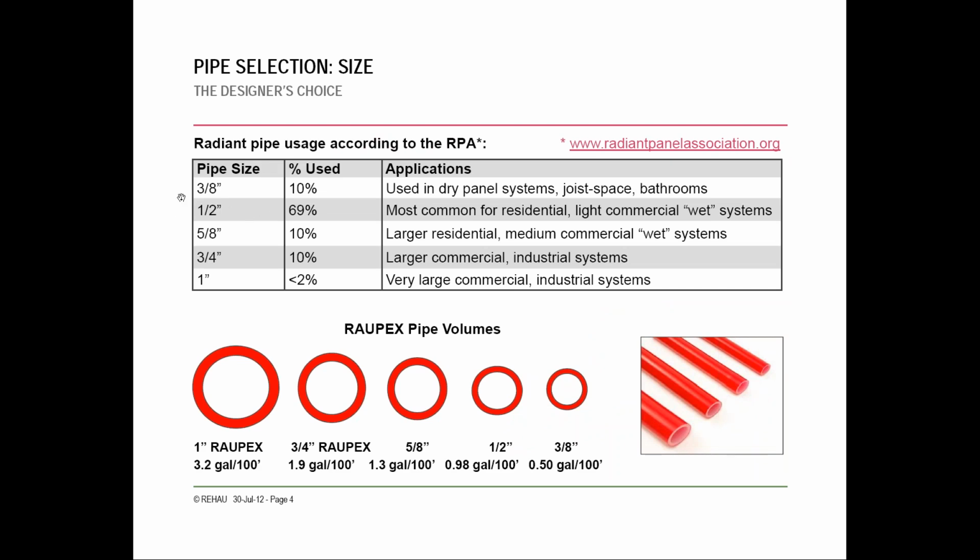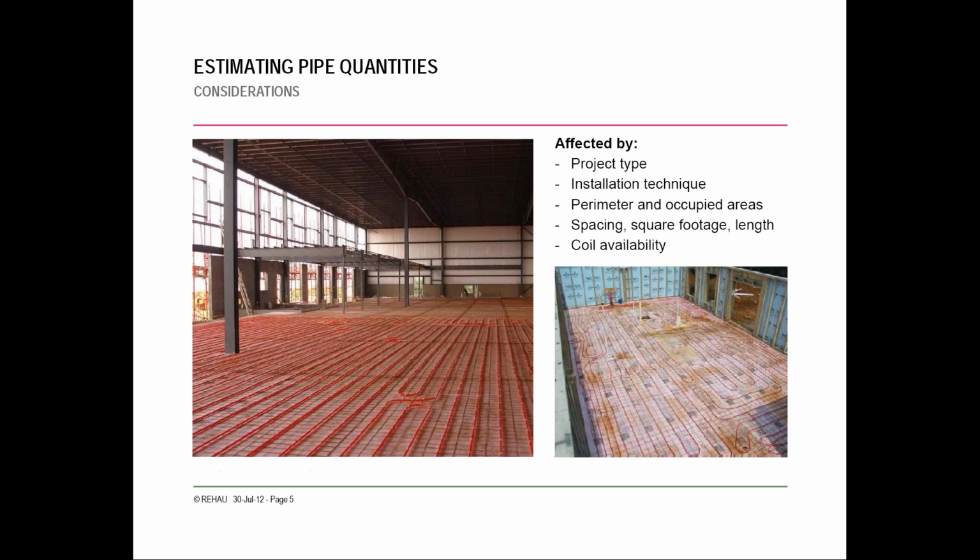Half inch, even in commercial, is used almost all the time. Depending on the size of the area, you might go up to 5/8 or 3/4. If you're doing radiant heating and cooling, you need at least 5/8. I would recommend 5/8 or 3/4, but you do not want to use half inch if you're also using the system for cooling.